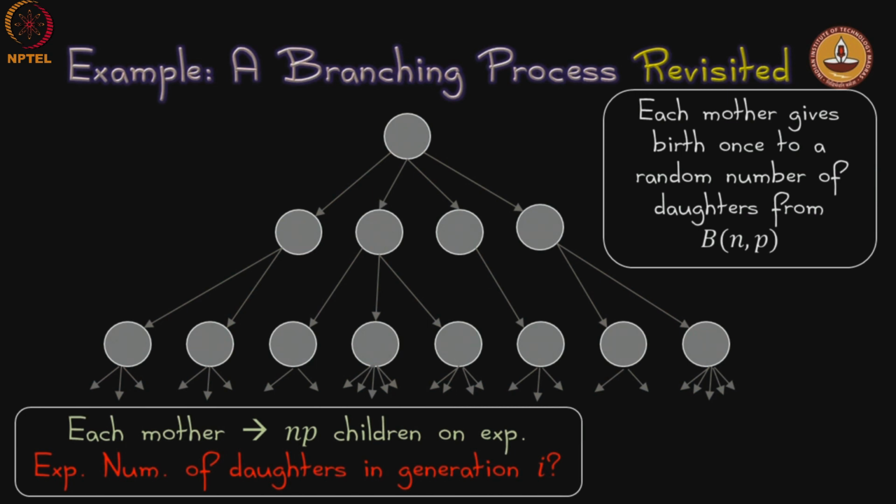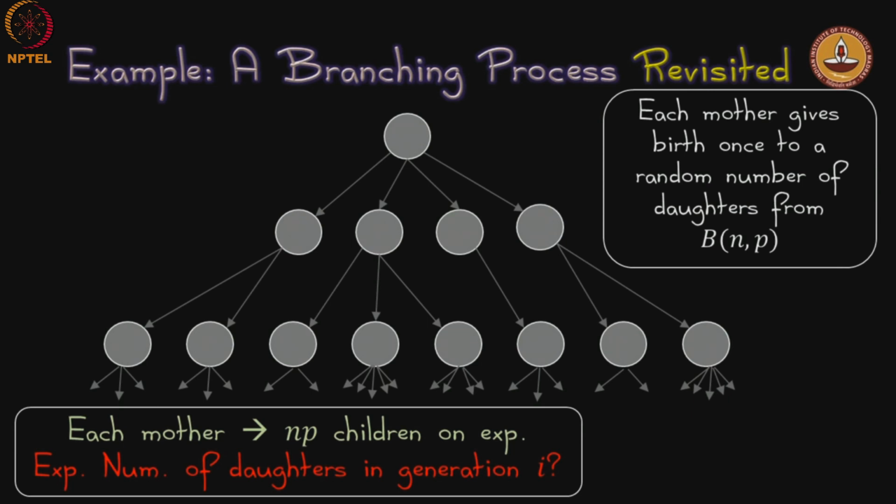We start with one mother, if you will, and that mother gives birth to some number of daughters, and those daughters become mothers and give birth to their own daughters, and so on and so forth. The way we are modeling it, each mother gives birth once to a random number of daughters, and the random number is chosen from the binomial distribution with parameters n and p. Each mother, we know on expectation, gives birth to n times p children.